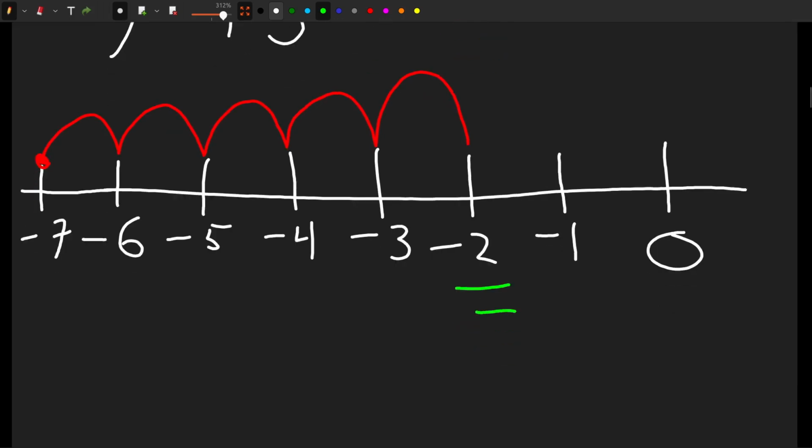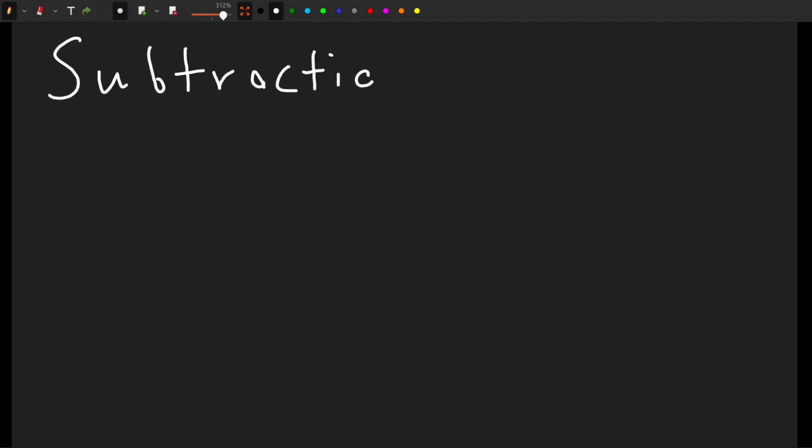And so now we'll move on to subtraction. For subtraction, we have some pretty interesting rules when it comes to subtracting integers. If we talk about subtracting numbers, we have a specific rule that we have to follow.